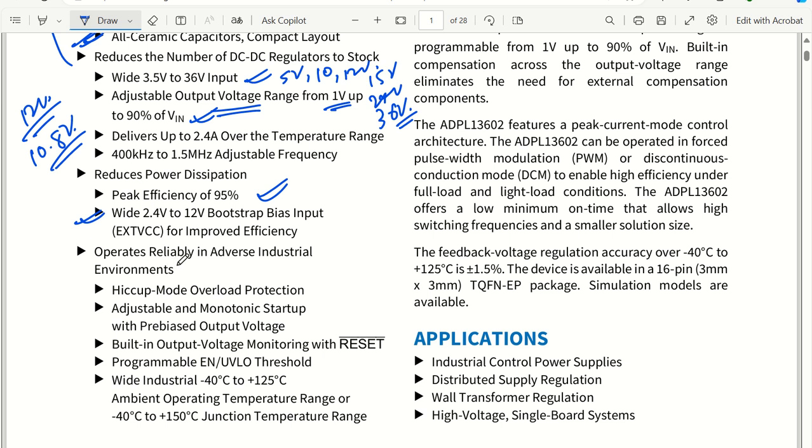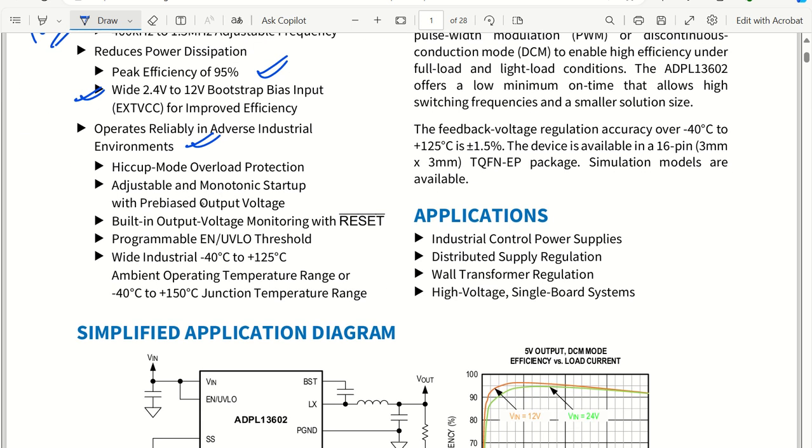And then we have reliable operation in advanced industrial environments. What are the advanced industrial environments? You have hiccup mode overload protection, and we have adjustable and monotonic startup. Okay, we have built-in output voltage monitoring with reset. So there is a reset pin. We have programmable enable and undervoltage lockout threshold. We have a wide industrial temperature range, which goes from minus 40 degrees centigrade up to 125 degrees centigrade.